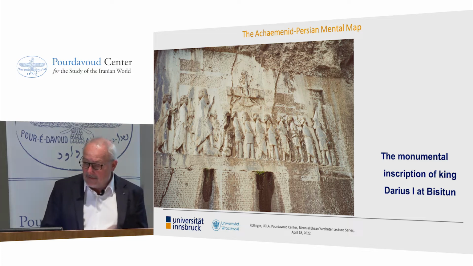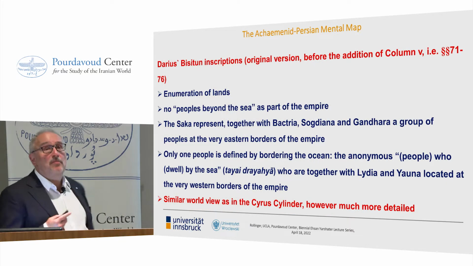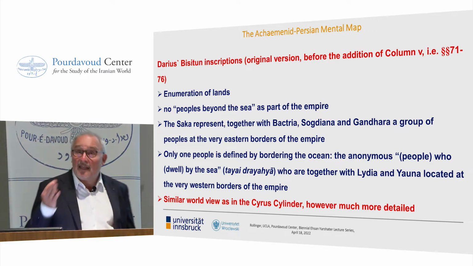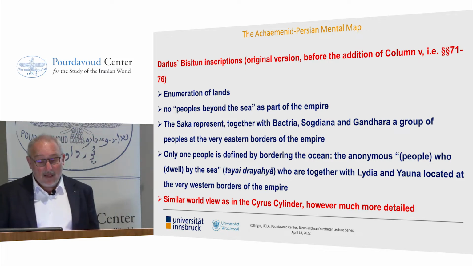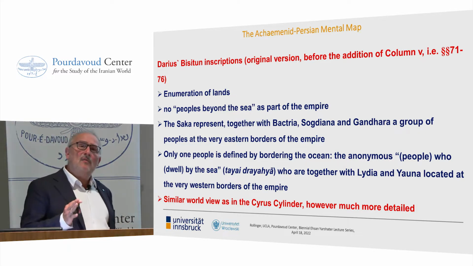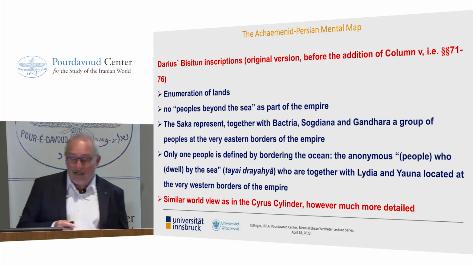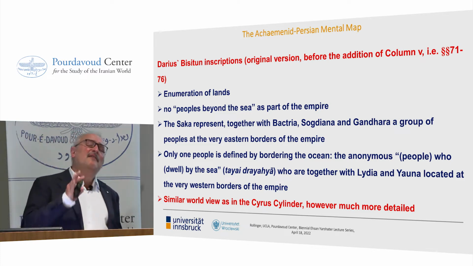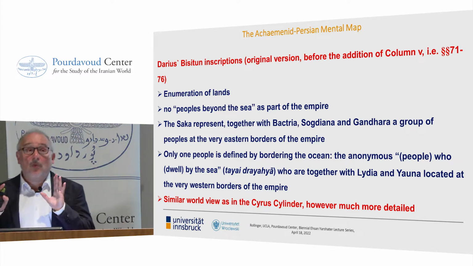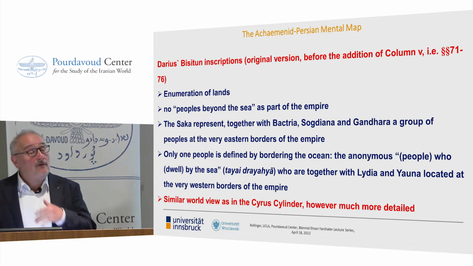And in this very text, let me summarize the major components of this important text. We face again an enumeration of lands, which is absolutely important, but we face a world rule where, at least at that very moment, at the beginning of Darius' reign, peoples beyond the sea are not yet conceptualized as being part of the empire. But nevertheless, the peoples are localized at very specific borders. They are very peculiar, very specific, and that's what they will also be in the future.